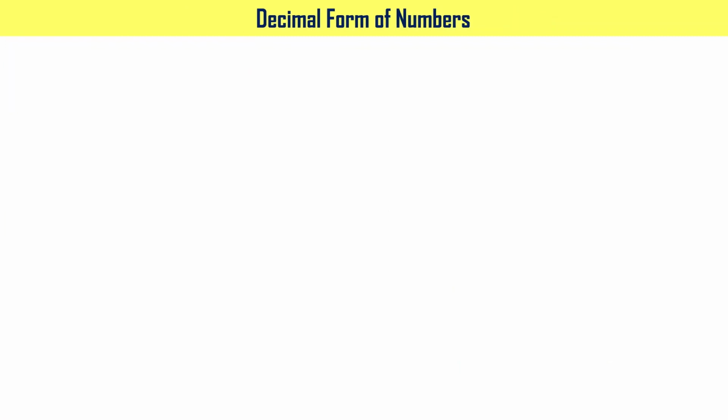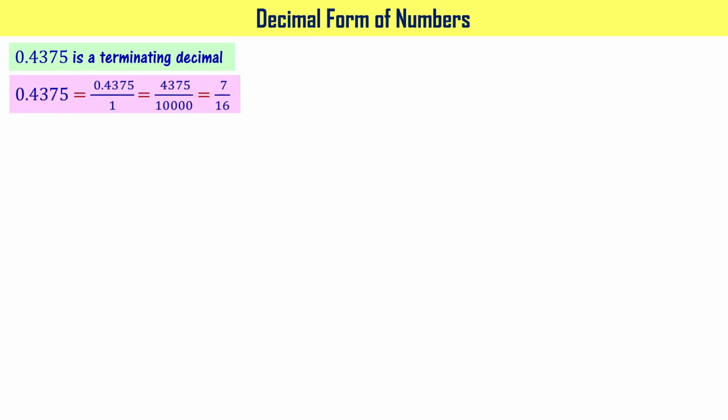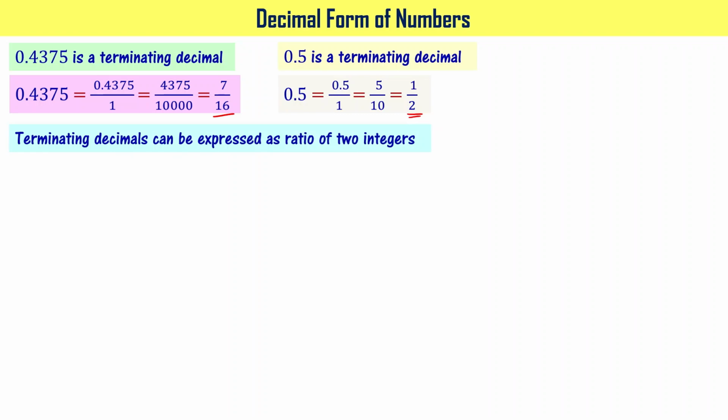Let us recap what we have just seen now. 0.4375 is a terminating decimal, and it can be written as a ratio of two integers, that is 7 by 16. That is a rational number, right? Similarly, 0.5 is a terminating decimal that can also be written as a rational number, that is 1 by 2. Looking at these two examples, what you can say is terminating decimals can be expressed as ratio of two integers, right? That's why you can say that terminating decimals can be represented as rational numbers, or otherwise you can say that terminating decimals are rational numbers, right?